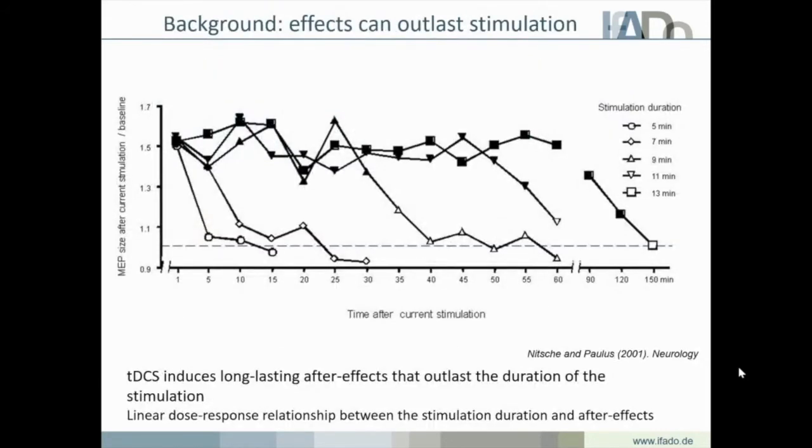Now, the effects of tDCS, as Michael showed earlier, can outlast for a longer period of time, depending on the duration of stimulation and, of course, the intensity as well. And as was shown in one of the earlier studies, if you stimulate for between 5 and 13 minutes with 1 milliampere of anodal tDCS, you can see enhanced after effects that last up to about 1.5 hours after stimulation.